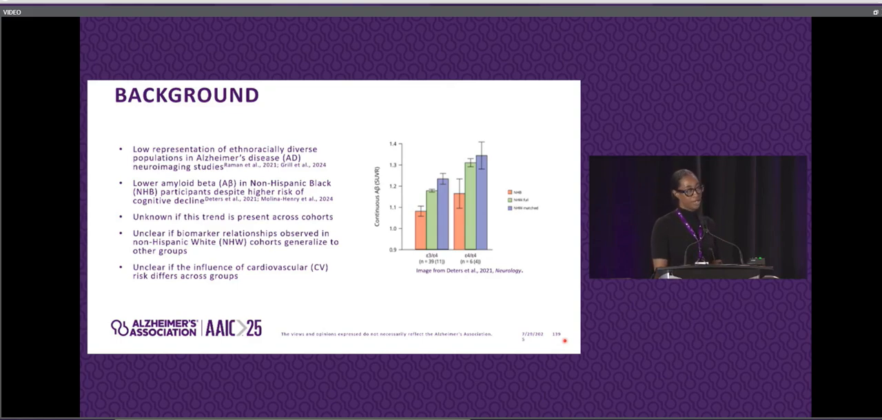However, it remains unknown if this trend is present across other cohorts. It's also unclear if the biomarker associations that we see in primarily racially homogeneous cohorts generalize to other groups. And considering that Black participants, or Black and African Americans in general, tend to have higher burden of CV risk and cardiovascular disease, it's unclear if this influences biomarkers differently across ethno-racial groups.